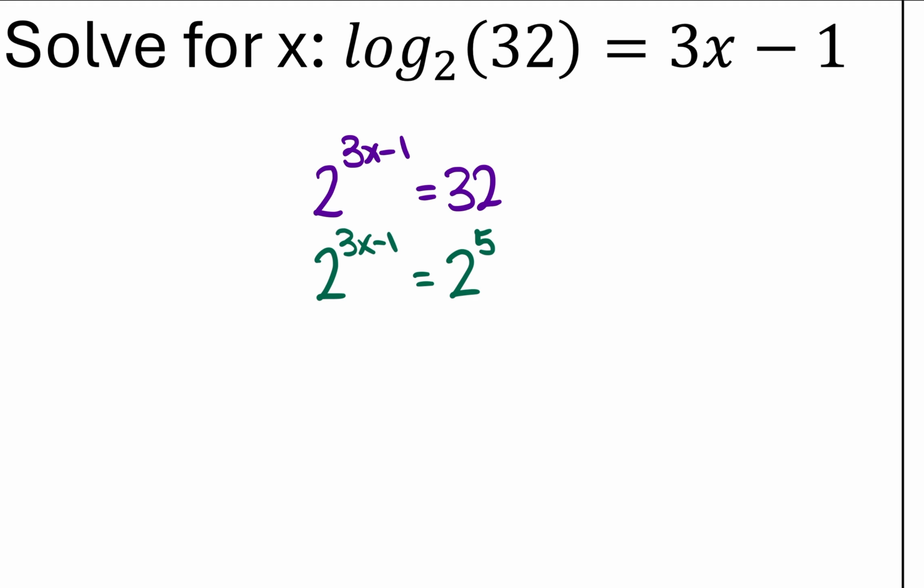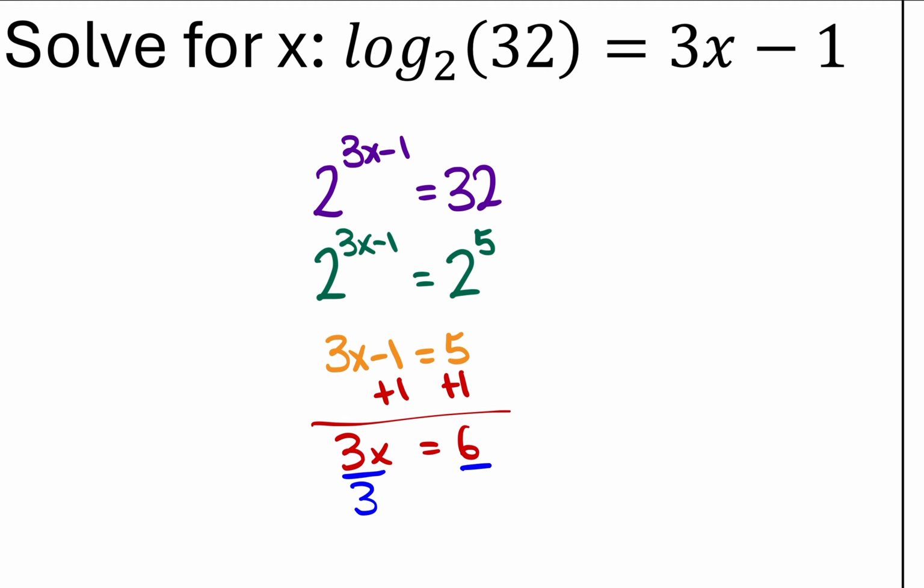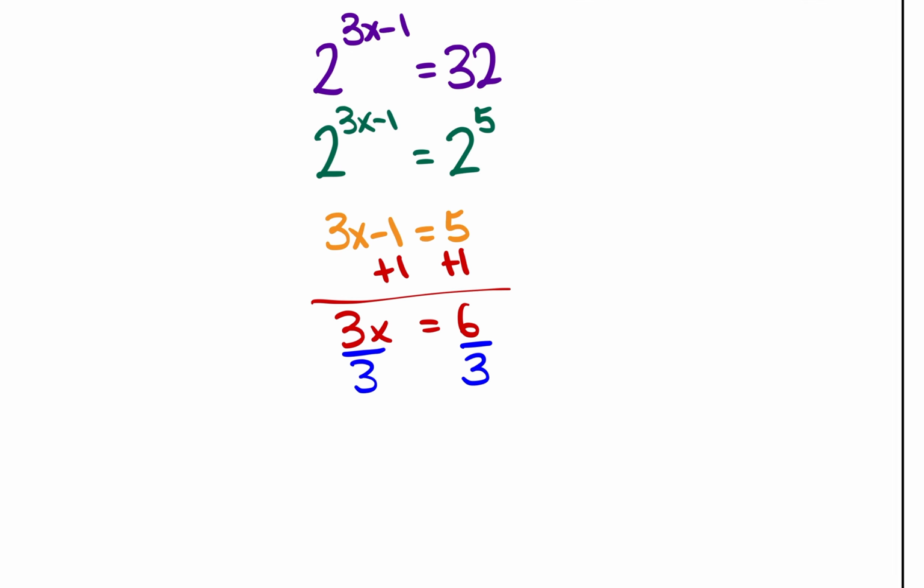We then notice that the bases are the same, so we can set the exponents equal to each other. 3x minus 1 is equal to 5. We then isolate for the variable x by adding 1 on both sides. This will leave us with 3x is equal to positive 6. We then divide both sides by 3. And this will leave us with a final solution of x is equal to positive 2.